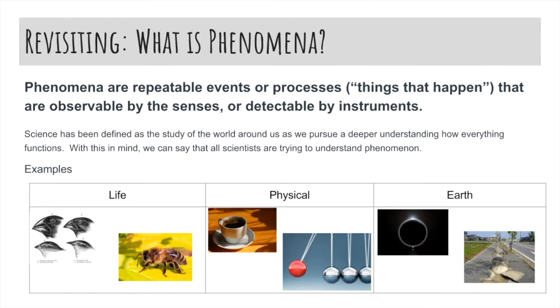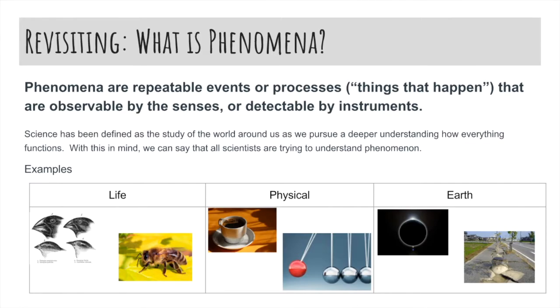Phenomena are repeatable events or processes, things that happen, that are observable by the senses or detectable by instruments. As we move toward implementing the new science standards, we want to involve more systems thinking and modeling to explain phenomena and to give context for the ideas to be learned, moving our practice from learning about science topics to figuring out what is going on.